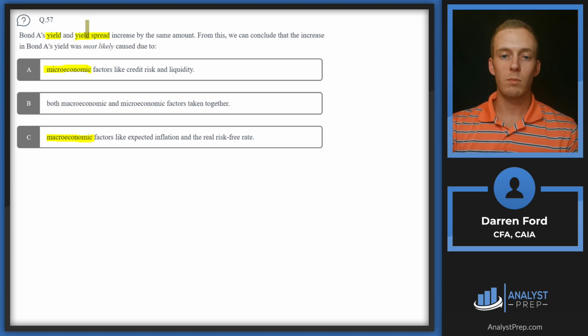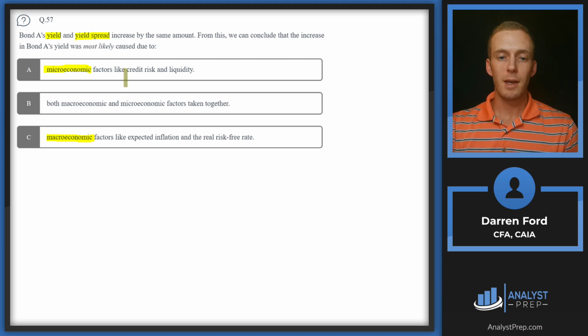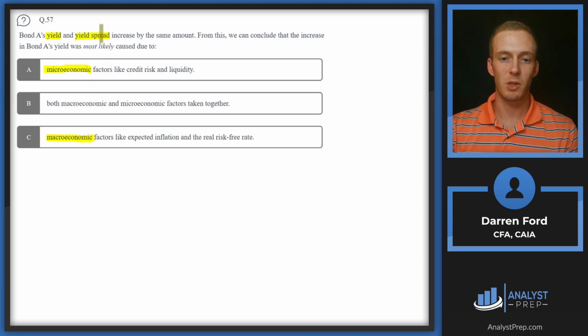So from here, to determine whether it's microeconomic or macroeconomic, if it was going to be macroeconomic, there would likely be some indication of the benchmark rate changing, which would mean that the yield spread is staying similar or the same, but the benchmark rate is going up. So in that scenario, the yield could have been 5 and the spread was 3 or 2, let's say, and now the benchmark rate is 5. So if our spread stayed the same, our yield would then be 7.